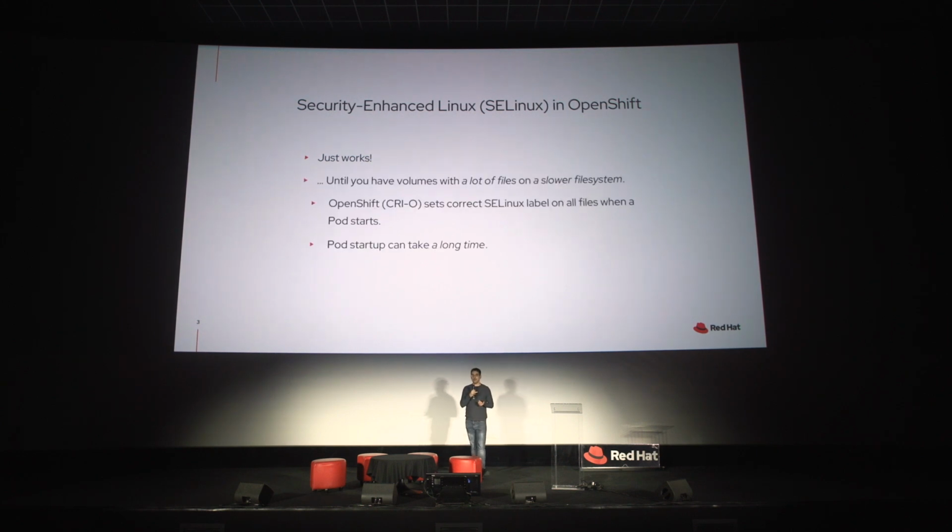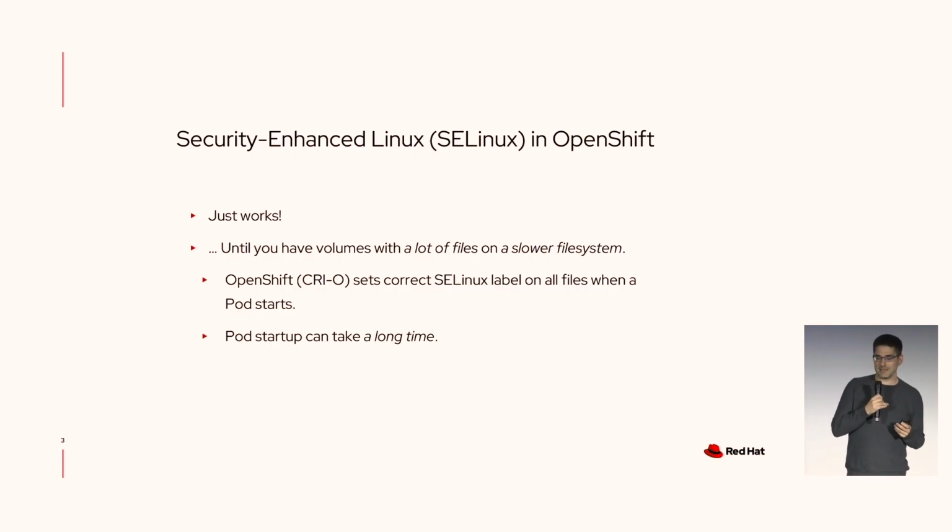when you have large volumes of data, and large volume means many, many files on that volume, people start noticing that there is something wrong with SELinux when they start a pod, and OpenShift needs to apply a SELinux label to all files on that volume. It literally works through the whole file system directory hierarchy, into every single directory, and it applies a SELinux label to every single file.